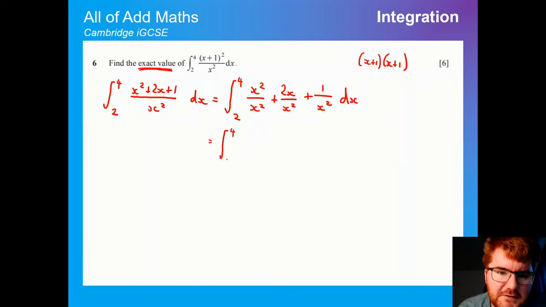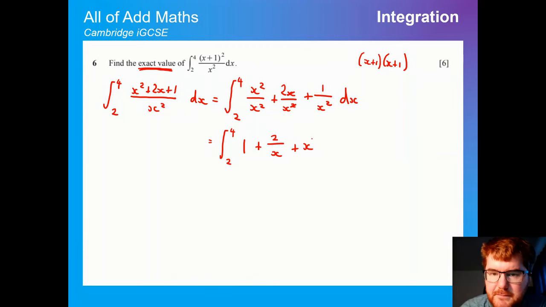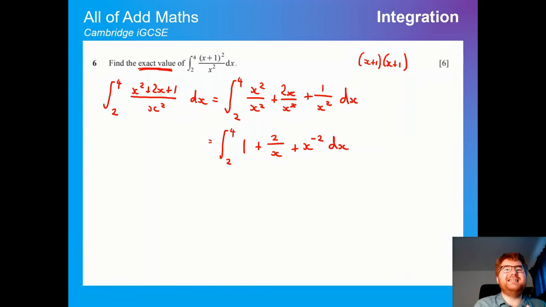So between 4 and 2 here, x squared over x squared is just 1. 2x divided by x squared, notice we have an x cancelling, so we get plus 2 over x. And then finally, 1 over x squared can be written as x to the power of minus 2 dx. Now we've simplified it down into something that can be integrated quite easily.